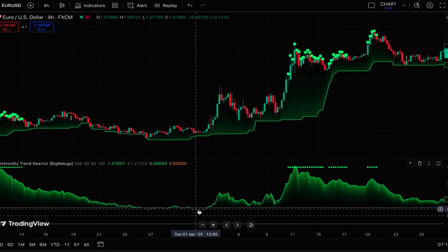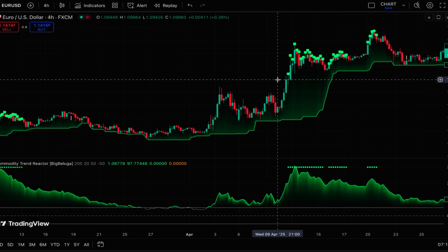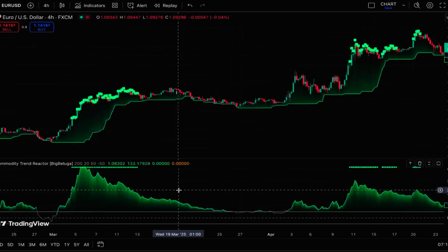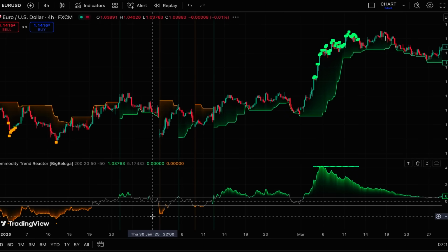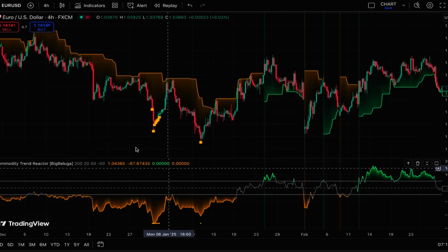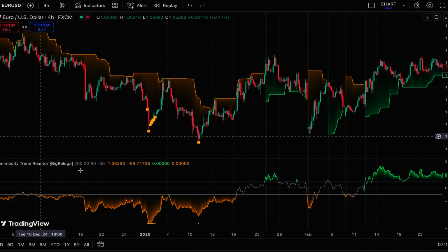In times that this line goes above 50, it is bullish, meaning that we have greater upside momentum in the market. So advancing of the price is more expected to happen in this situation when the line is above 50. And on the other hand, when the line goes below minus 50, this situation is bearish and it means that we have greater downside momentum. So decline of the price is more expected to happen in this situation.